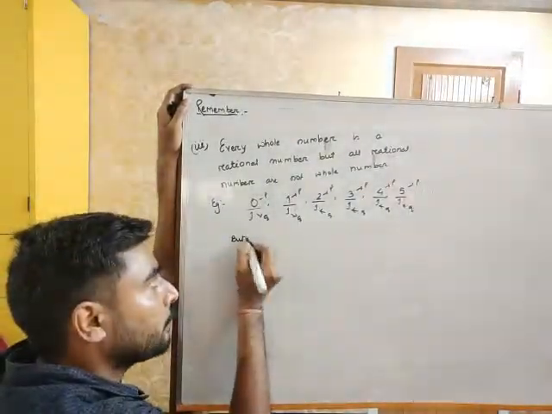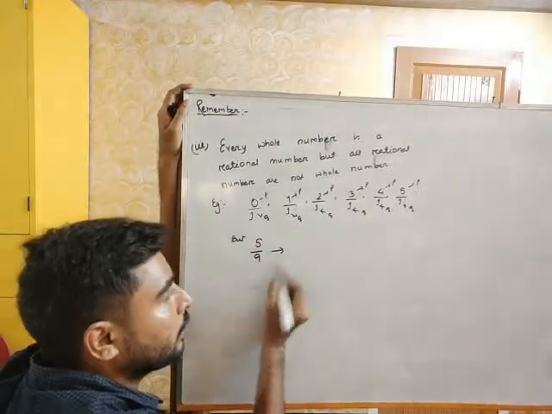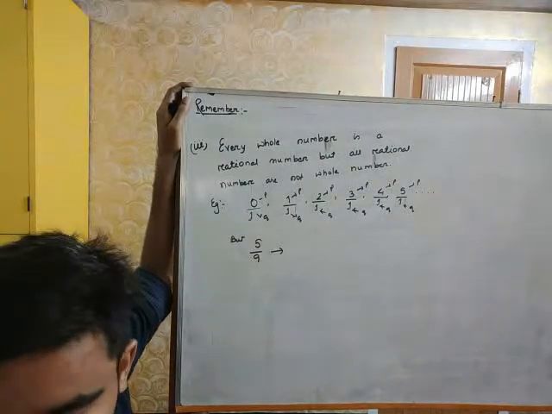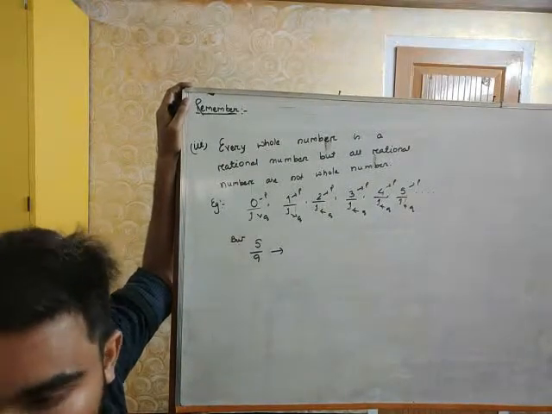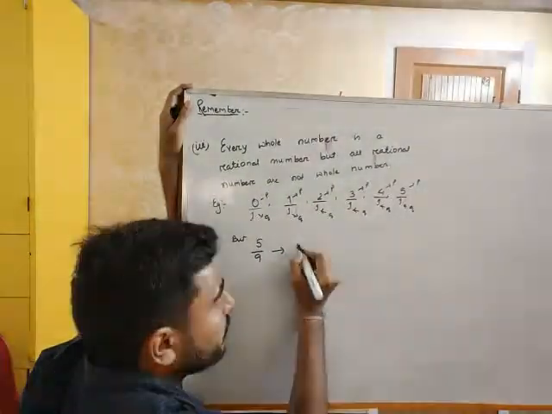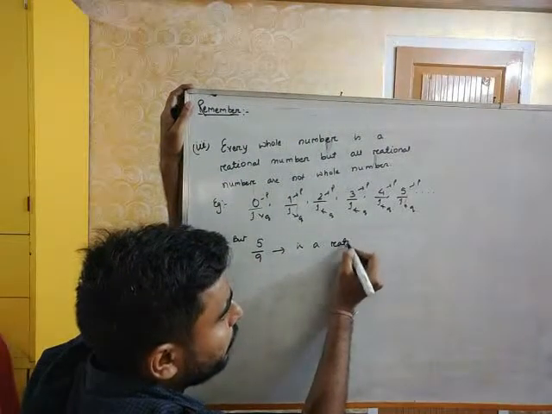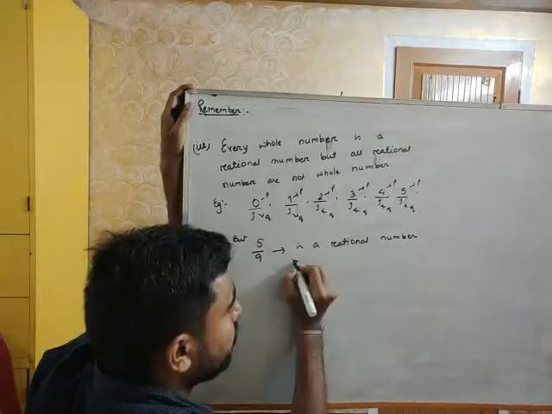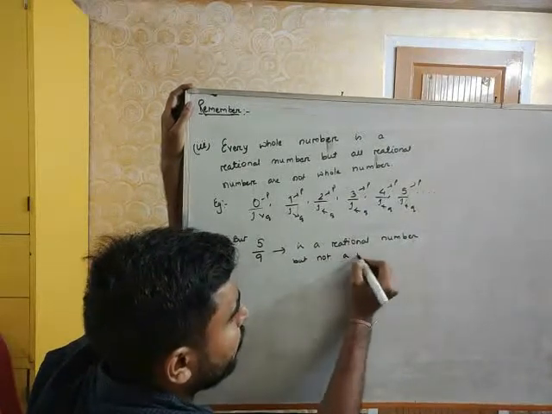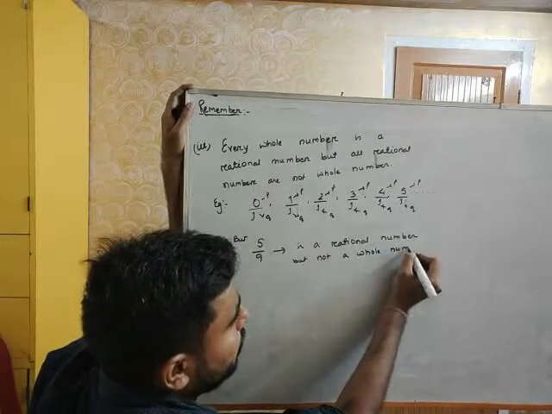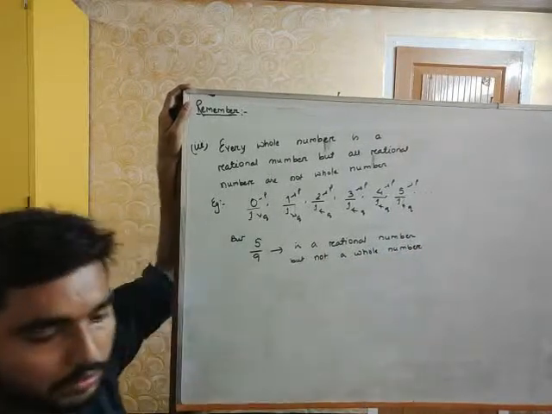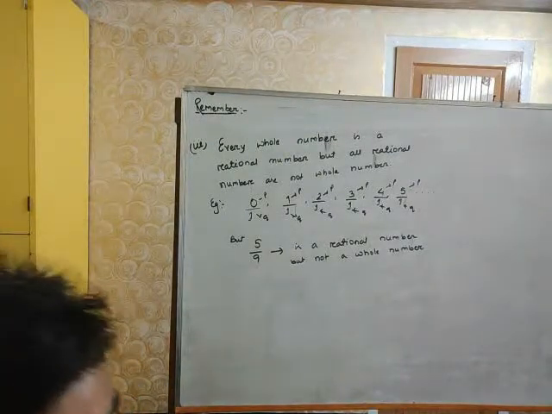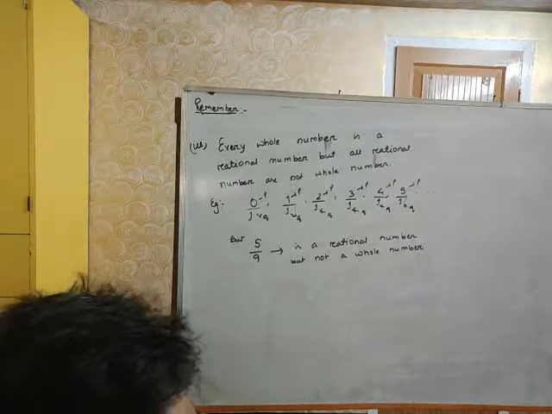But you can take 5 by 9. If it is a whole number, the denominator should be only 1, isn't it? Because if it is 2 or 3, it won't be a whole number. So 5 by 9 is a rational number, but not a whole number. Clear? Then we will have one more point. Please note it down. If there is any doubt, you can ask.